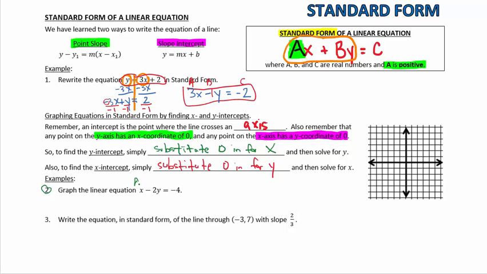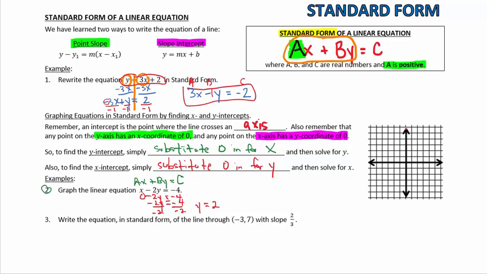Since it's written in ax plus by equals c form, I'm going to use intercepts to graph. Easy as that. So to find my y-intercept, I'm going to plug in 0 for x. So I get 0 minus 2y equals negative 4. So that's just negative 2y equals negative 4. If I divide both sides by negative 2, I get y equals positive 2.